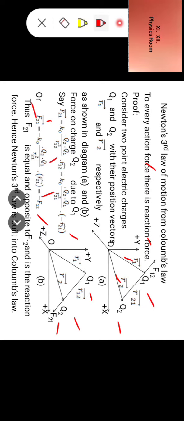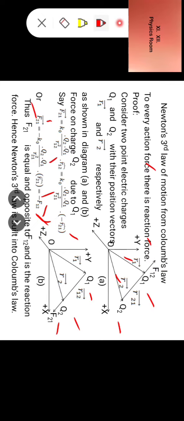It is also a vector quantity. The arrow is not there, but here you can put an arrow on it. Thus F21 is equal and opposite to F12. If F21 is the action force, then F12 is the reaction force. Hence Newton's third law of motion is hidden in Coulomb's law.